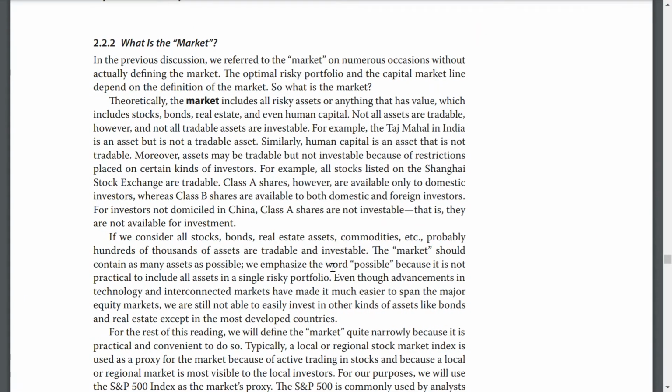What is the market? In the previous discussion, we referred to the market in numerous examples. Without actually defining the market, the optimal risky portfolio and the capital market line depend on the definition of the market. So what is the market?